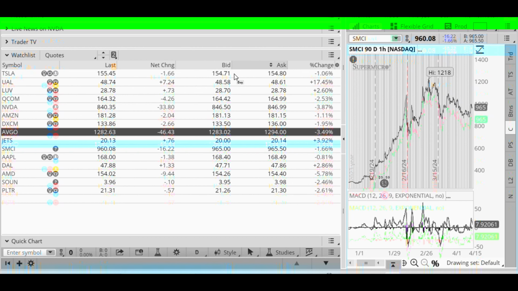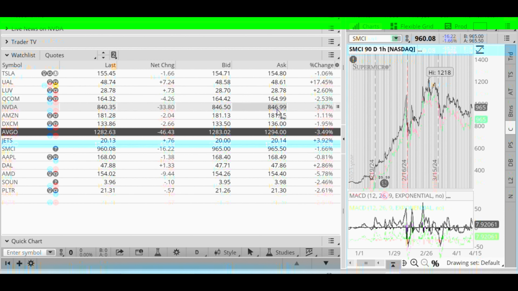Let's take a look. In this screen, I'm showing you other AI stocks as well. Take a look, Palantir dropped about 2.6%. SoundHound dropped about 2.46%. AMD down about 5.78%. And SMCI, take a look, just 1.66%. Nvidia down 3.87%. Avago down 3.49%. So out of all these AI stocks, you see the minimal drop happened on SMCI. And that tells that SMCI is still underpriced compared with other AI stocks.